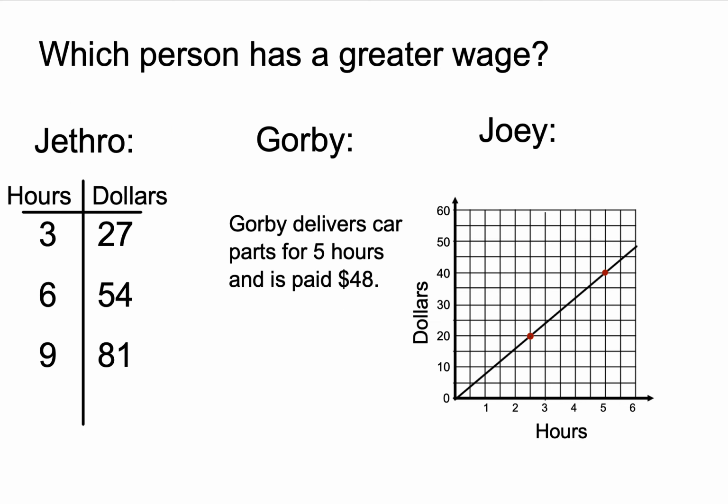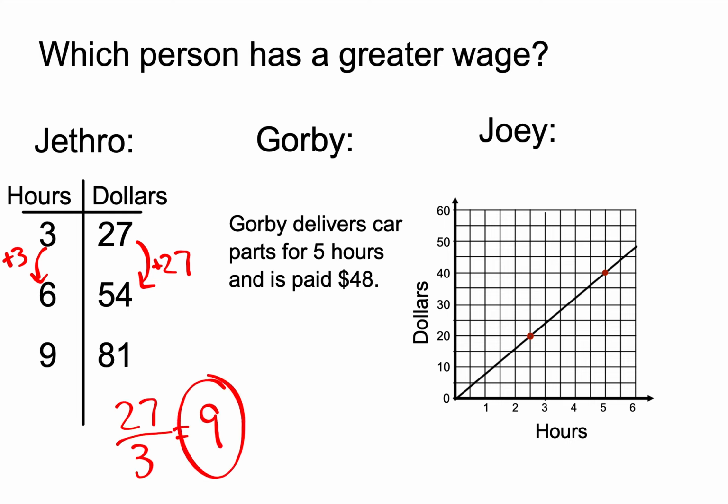Which person has a greater wage? Here, we can find Jethro's by realizing he increases $27 for 3 additional hours of work. So $27 for 3 hours. Jethro is making $9 an hour.